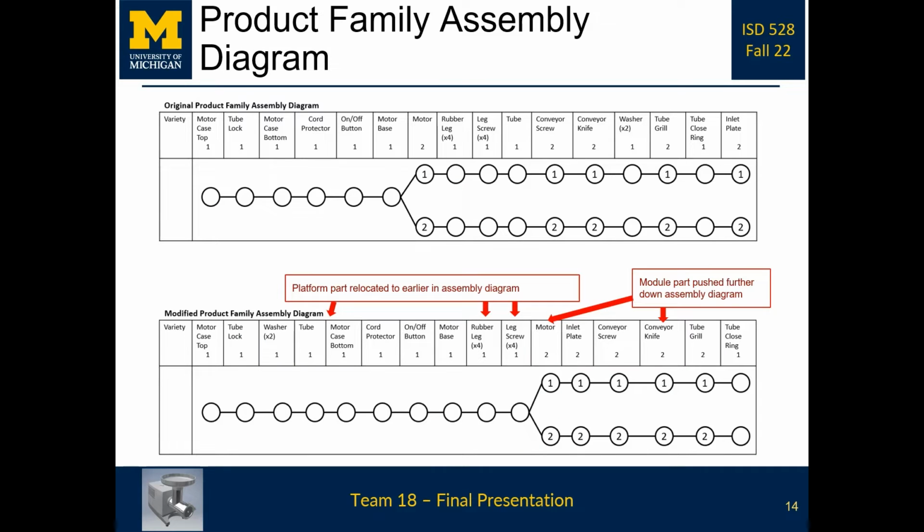This is our product family assembly diagram. The diagram has been modified to delay differentiation by a few steps. As you can see, platform parts are brought earlier into the assembly process, while the module parts are pushed back towards the end after differentiation.